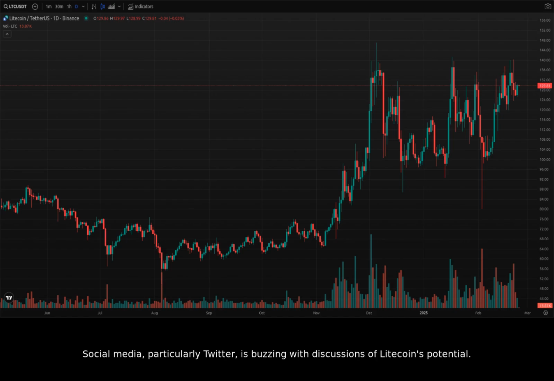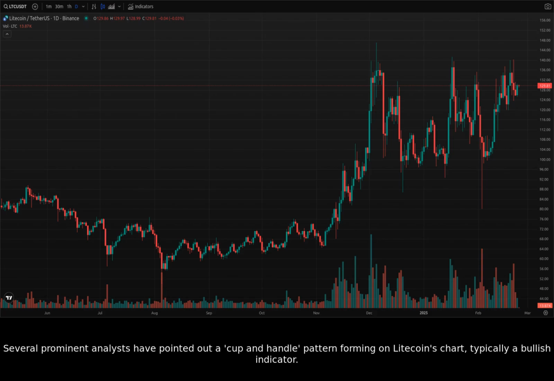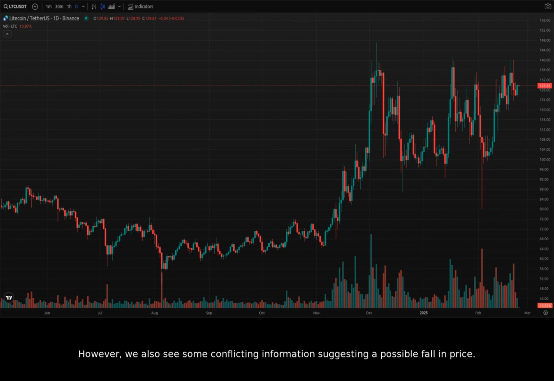Social media, particularly Twitter, is buzzing with discussions of Litecoin's potential. Several prominent analysts have pointed out a cup and handle pattern forming on Litecoin's chart, typically a bullish indicator. However, we also see some conflicting information suggesting a possible fall in price. It's crucial to rely on a data-driven approach, supported by technical indicators and current market sentiment. Now, let's turn to the charts to get a clearer picture of the situation.